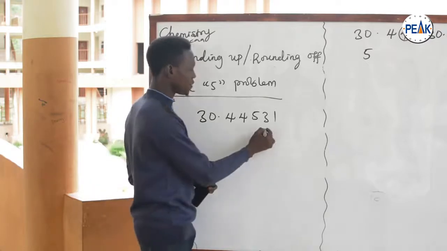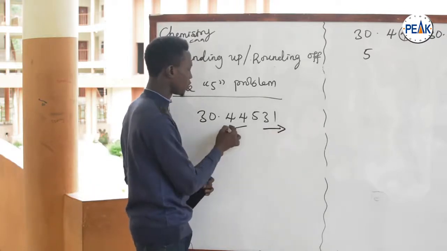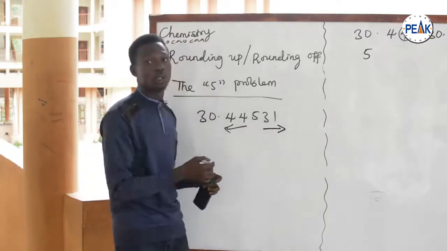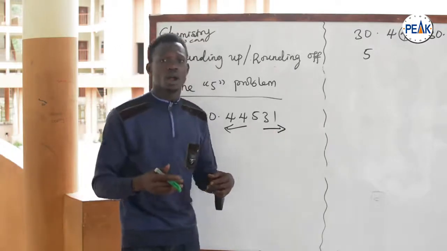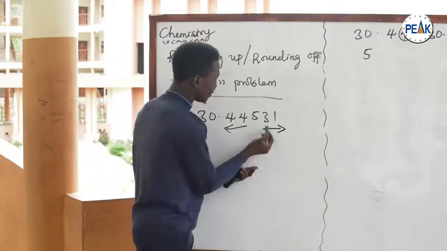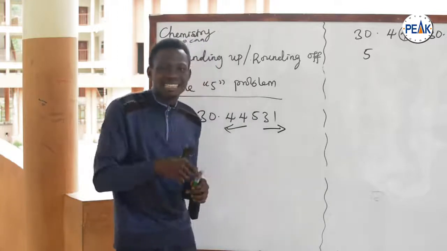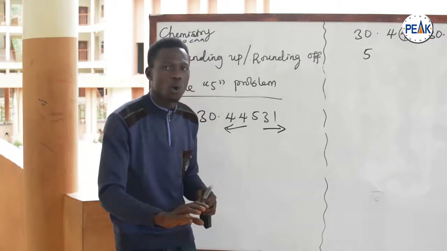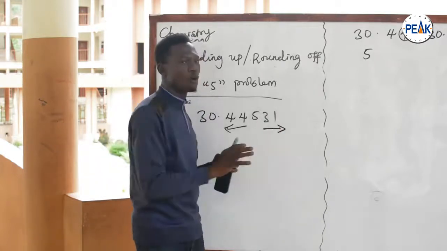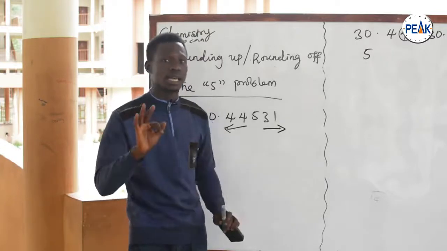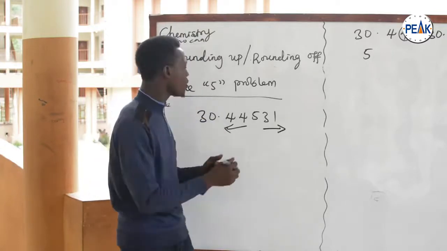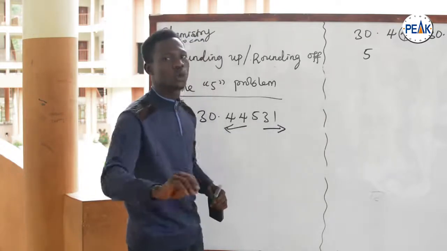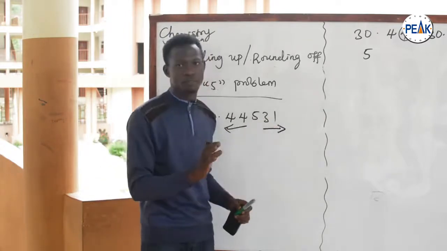You have to consider the figures after the 5 and the figures before the 5. Now, first thing you should consider is the figure after the 5. Is it a non-zero digit, or are there non-zero digits after the 5, or it is just 5, or 5 followed by only zeros? These are the 3 cases we are going to be talking about. When 5 is followed by non-zero digits, when 5 is followed by just zeros, or when it is just 5.